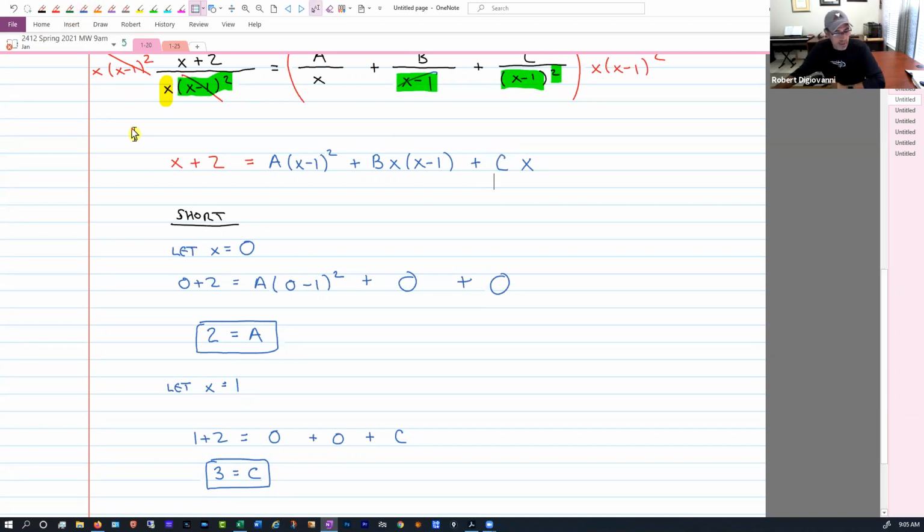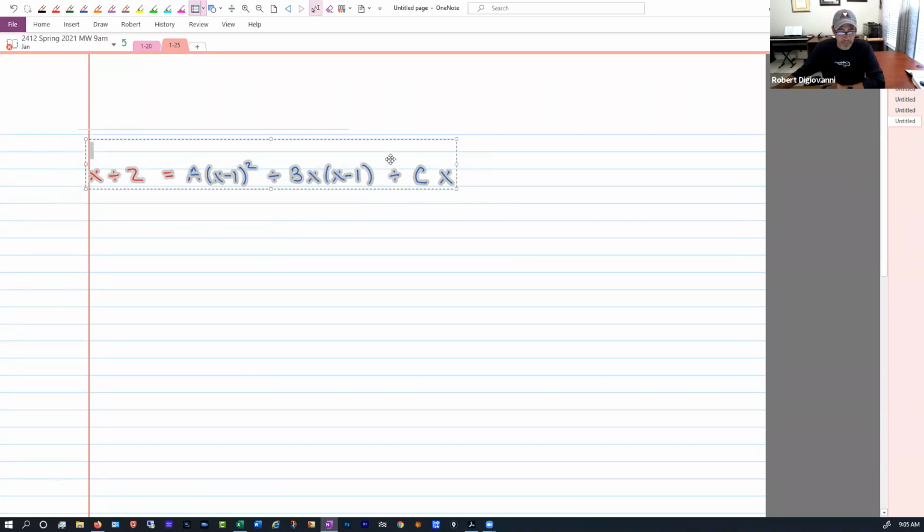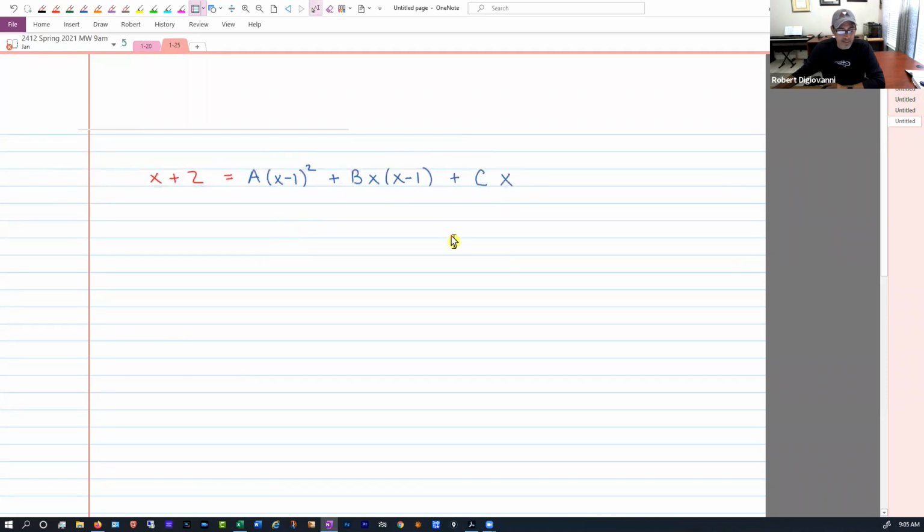I'm just going to copy this here. I'm going to take it to a new page. I'll go over here. And we're going to do the long way. So the long way requires that we multiply everything out.